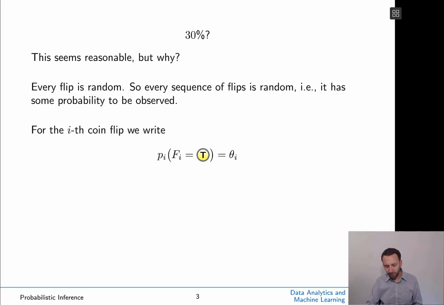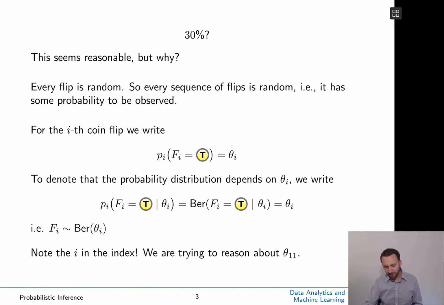Okay? So here is more formally what I just said. We have the probability that the ith outcome, so we have the outcomes 1, 2, 3, up to 10 for example, equals tail equals some specific probability. And the probability, of course, for head is 1 minus this, right? It's the opposite because it has to sum up to 1 and we only have 2 outcomes, okay? And this is what we can write.